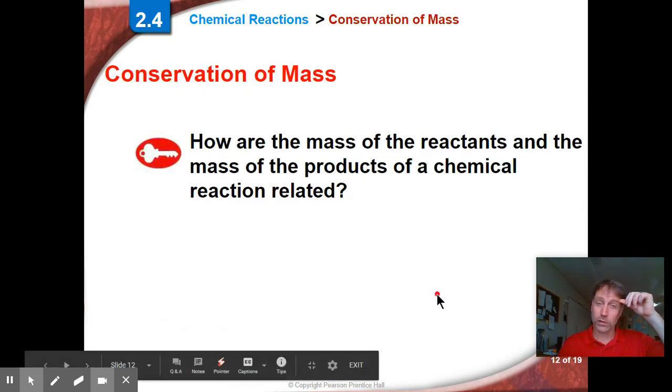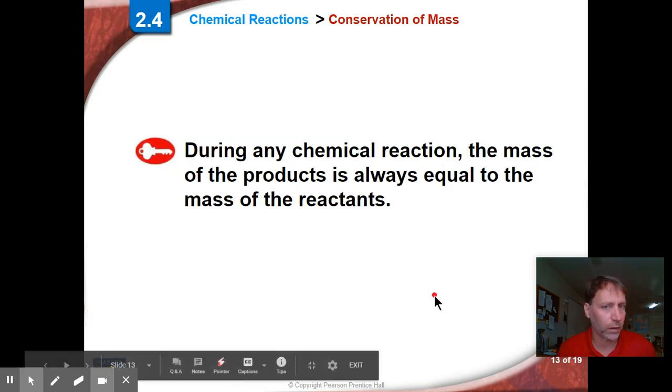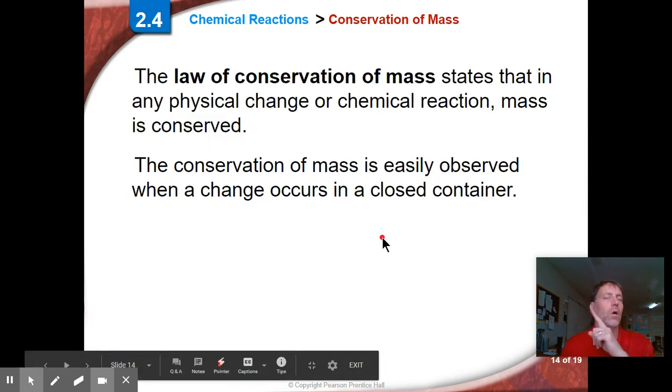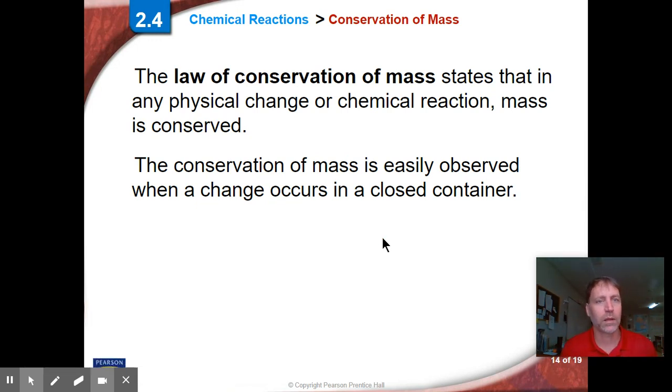Now, in a chemical reaction, the mass of the reactants always equals the mass of the products. The left side of the equation always equals the right side of the equation. We'll have entire chapters on this, and we balance chemical equations later. So that's called the law of conservation of mass. It says that in physical changes or chemical reactions, mass is conserved. You can't make more mass, and you can't lose mass. So if it happens in a closed container, you'll see the same mass before as after.